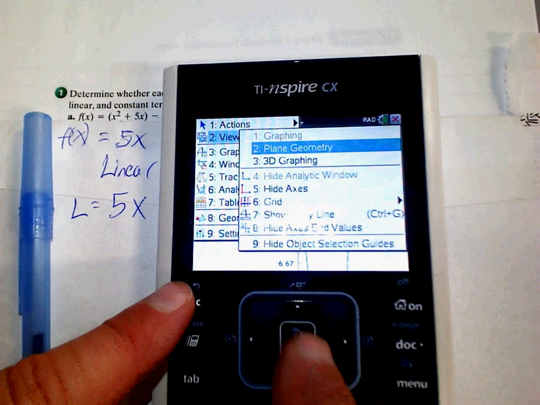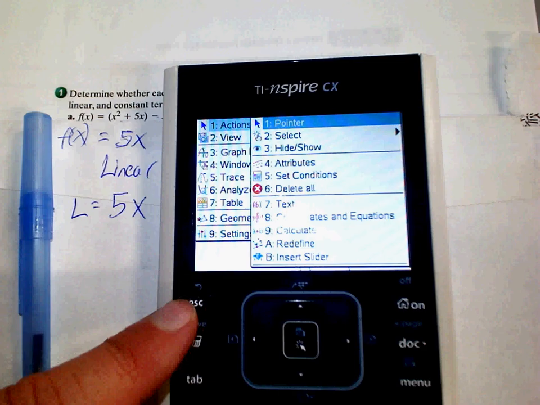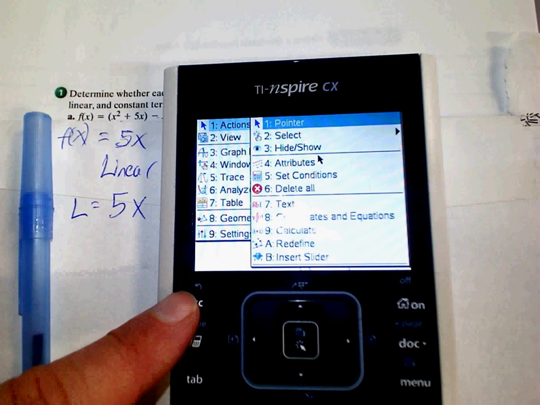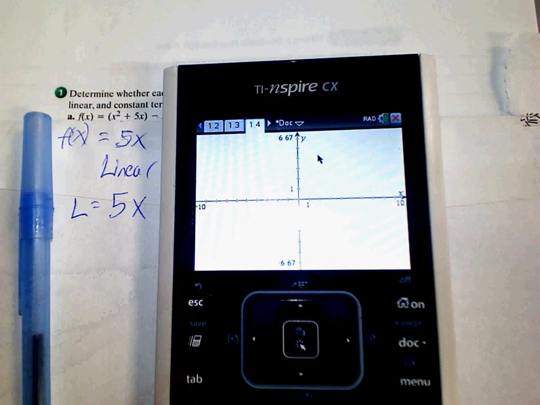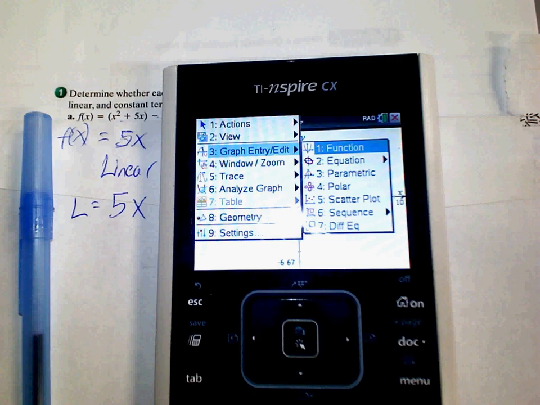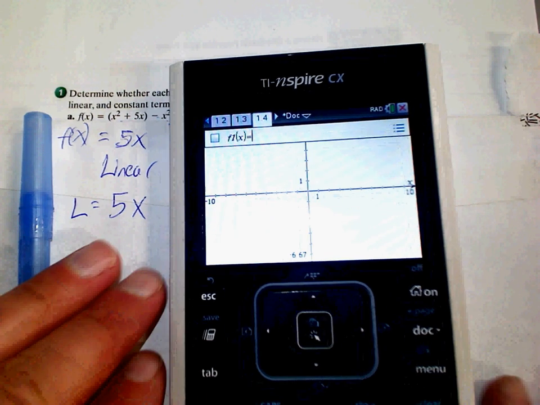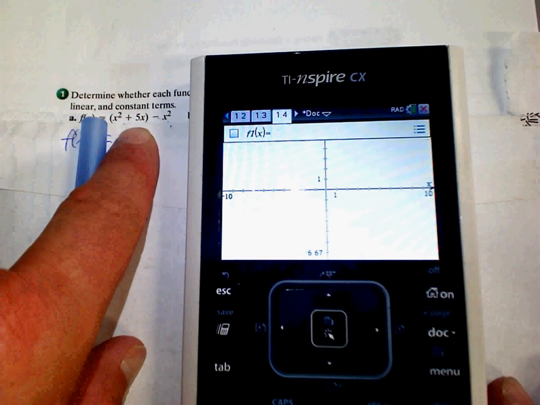Clear this. Delete all. All right, if I had a graph like this, and I'm going to add just a function on there. If I was to add that into my calculator, I'm going to do it for you.